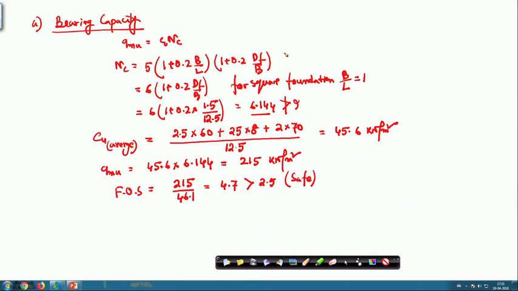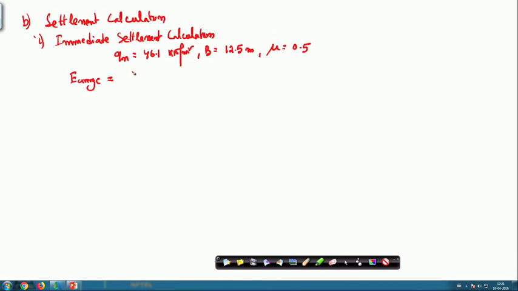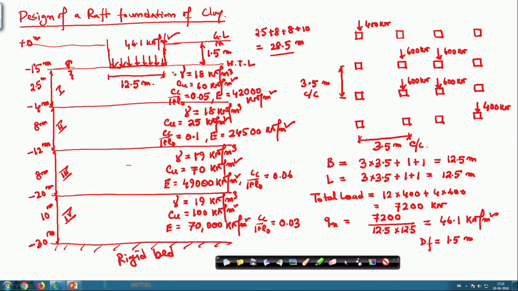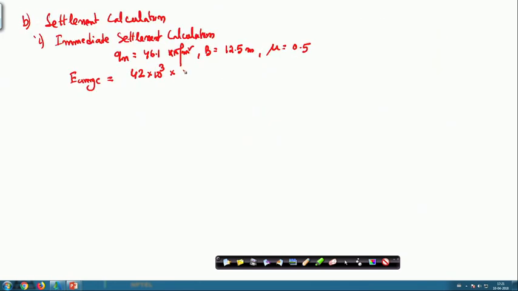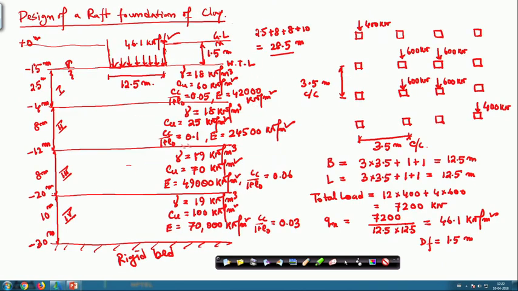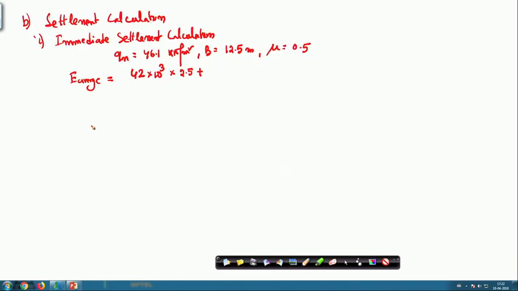Okay. So, now the E average I am taking is 42,000 into 10 to the power 3 for the first layer. So, first layer thickness is 2.5 meter and this is 42,000. For the second layer it is 24.5 into 10 to the power 3 kilonewton per meter square. So, it is 24,500, and thickness is 8 meter.